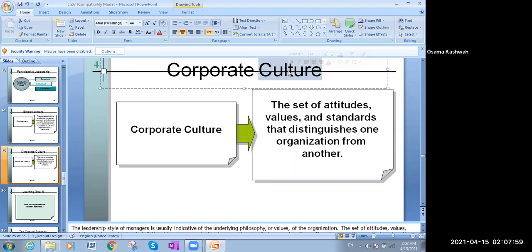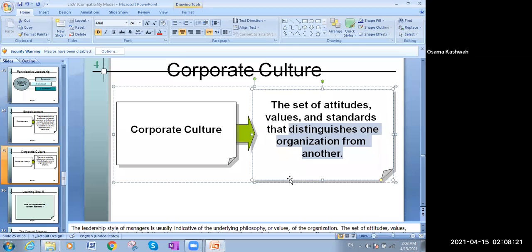When we take it with us to the workplace, me and you and the others will make something called organizational culture, or corporate culture. So, what is the corporate culture? It is the set of attitudes, values, and standards that distinguishes one organization from another. That's right.